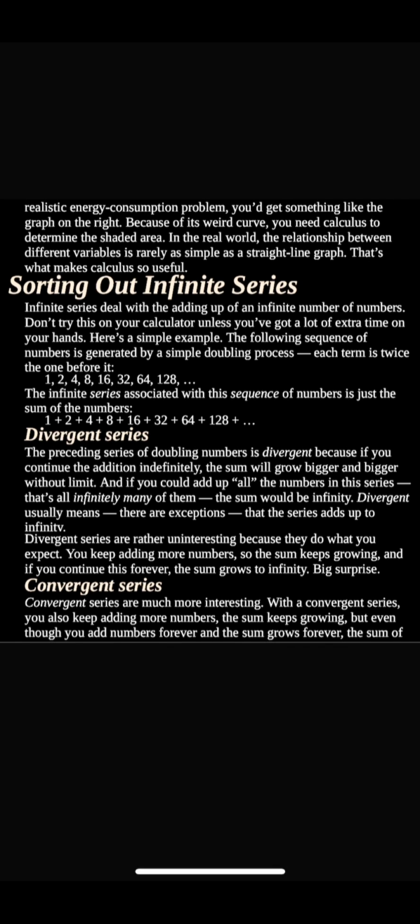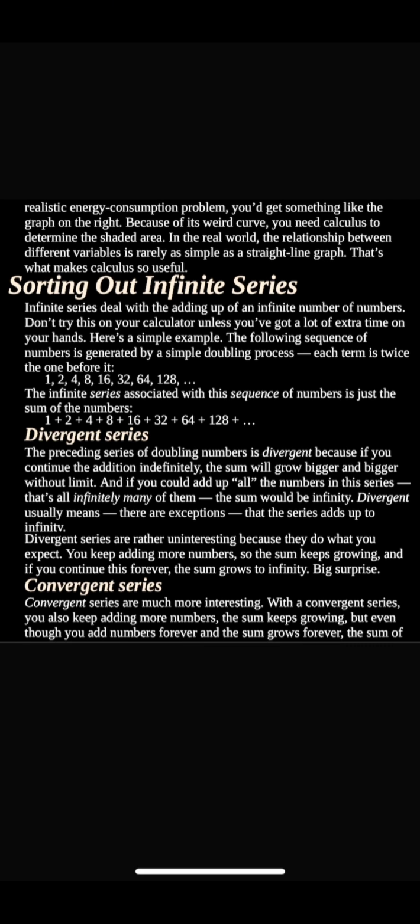Divergent series. The preceding series of doubling numbers is divergent because if you continue the addition indefinitely, the sum will grow bigger and bigger without limit. And if you could add up all the numbers in this series, all infinitely many of them, the sum would be infinity. Divergent usually means the series adds up to infinity, though there are exceptions. Divergent series are rather uninteresting because they do what you expect. You keep adding more numbers, so the sum keeps growing, and if you continue this forever, the sum grows to infinity. Big surprise.